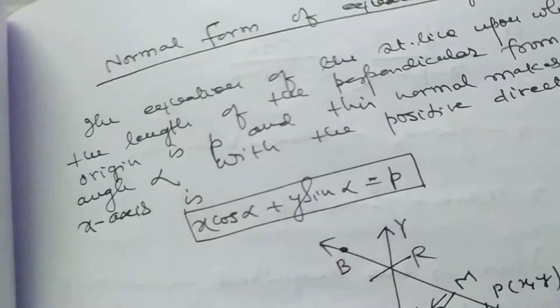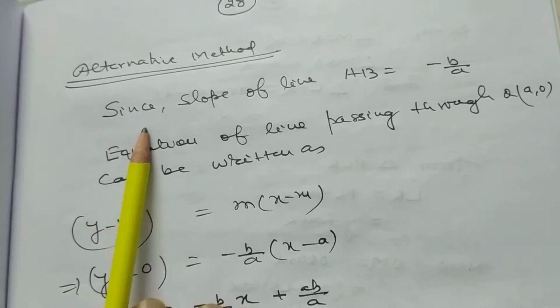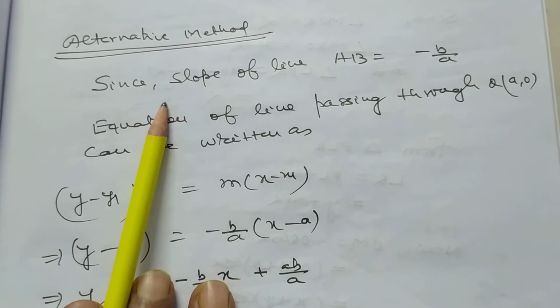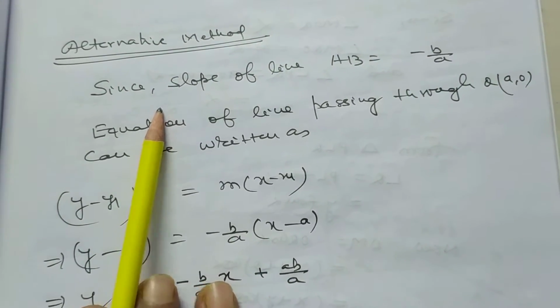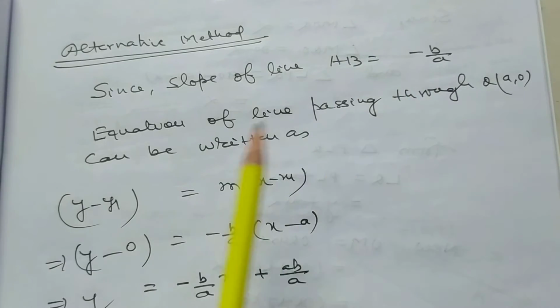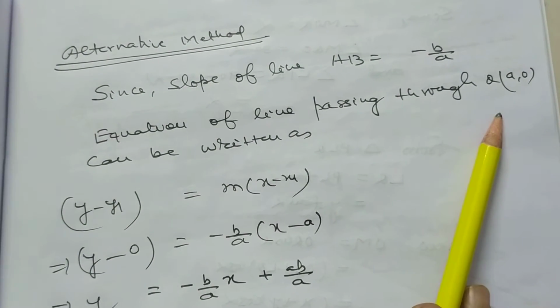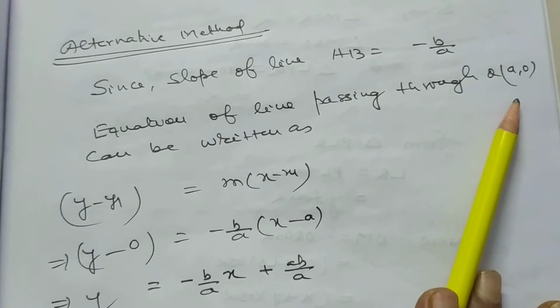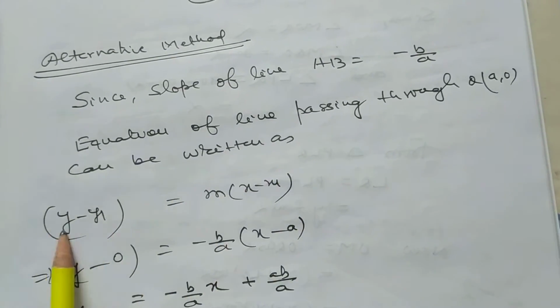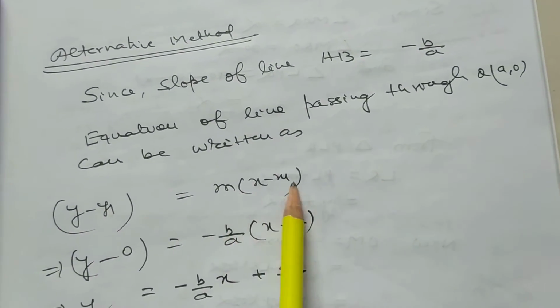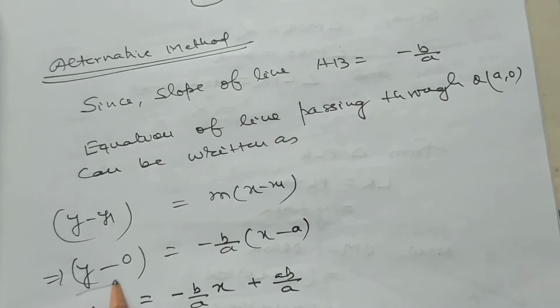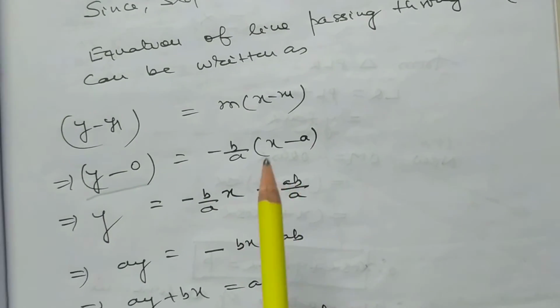Now here we want to solve this problem by another method also. Since the slope of line AB is equal to minus b by a, the equation of line passing through the point A(a,0) can be written as y minus y1 is equal to m(x minus x1). That is y minus 0 is equal to minus b by a times (x minus a).